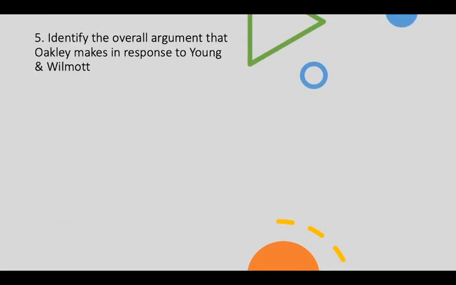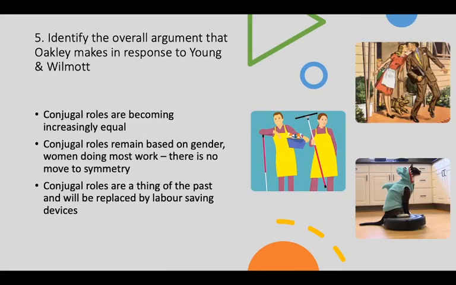And then identify the overall argument that Oakley makes in response to Young and Wilmot. Is it that conjugal roles are becoming increasingly equal, that they remain based on gender, or that it is a thing of the past? And they say it is still based on gender, where women are doing most of the work. There is almost no move to symmetry.